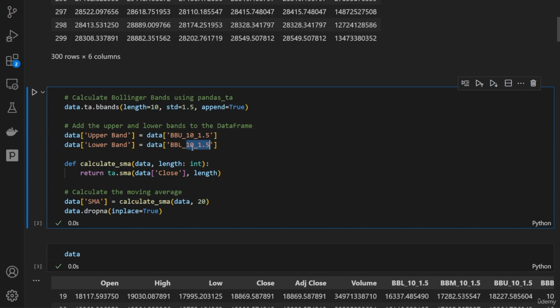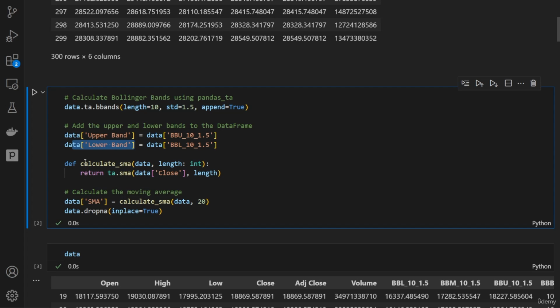Just to make it a bit more general and to make things easier for us later on, I'm just going to copy the content of these columns into new columns called upper band and lower band, because these are the bands that we're going to be using. These are the curves that we are going to be using as indicators.